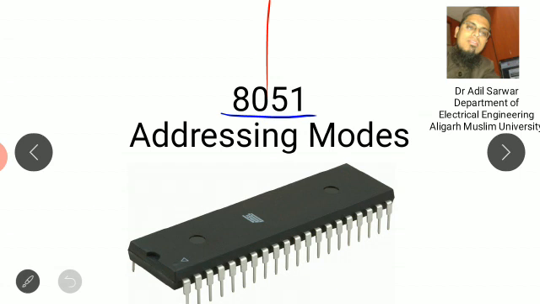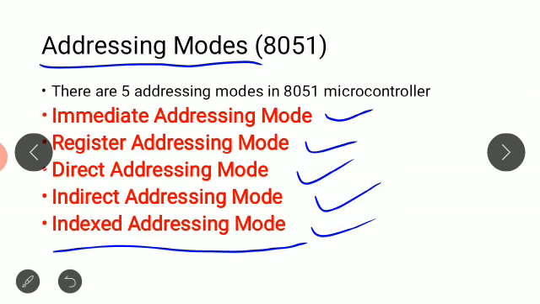In this lecture, we will be studying the addressing modes in the 8051 microcontroller. So, what is an addressing mode? Addressing mode basically refers to the way data are accessed from a memory location, either RAM or ROM. There are 5 ways to do it: the immediate addressing mode, the register addressing mode, the direct addressing mode, the indirect addressing mode, and the indexed addressing mode. We'll be studying each one of them one by one.